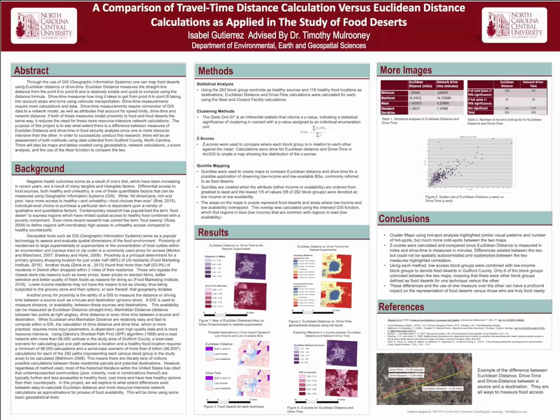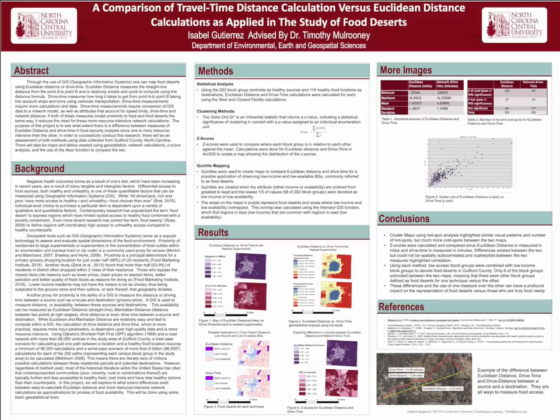For the clustering methods, we used the Getis-Ord Gi formula, a statistic that returns a z-value indicating the statistical significance of clustering, in concert with a p-value assigned to an individual enumeration unit. The clustering method pretty much gave us hot spots and cold spots between the two, Euclidean distance and drive time.